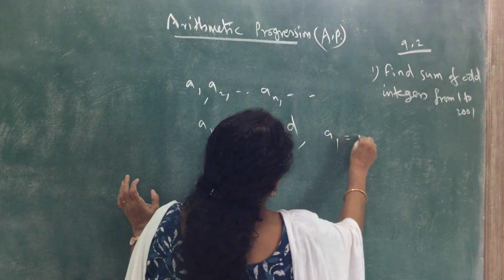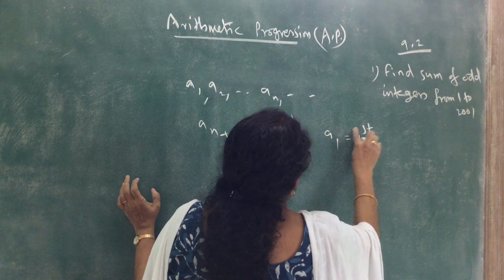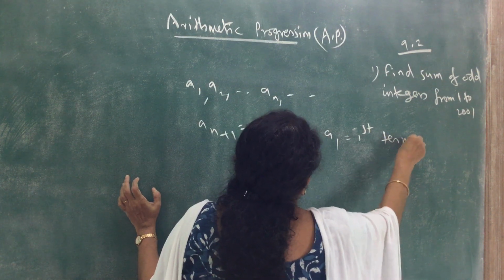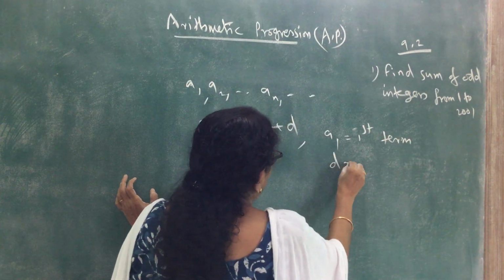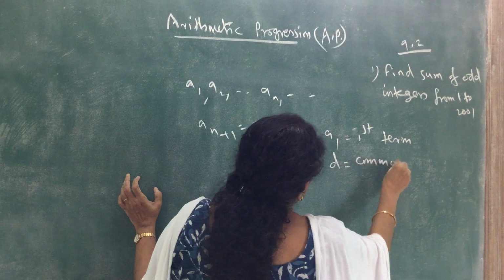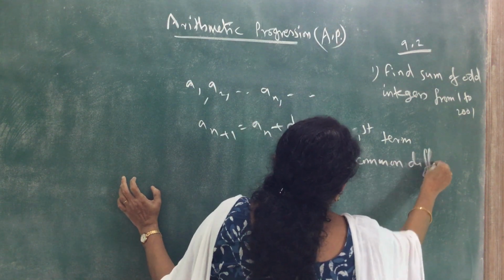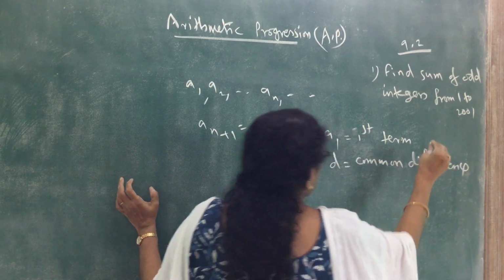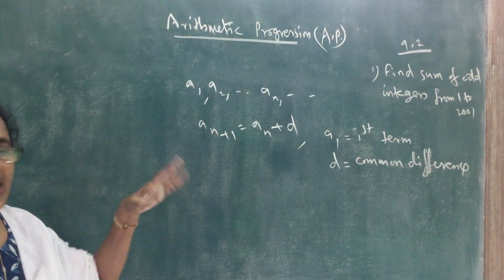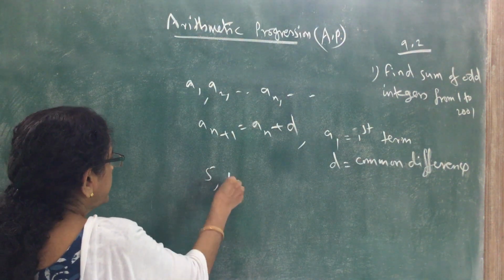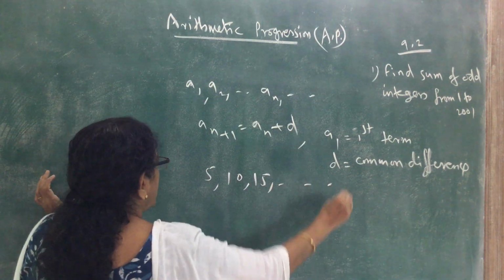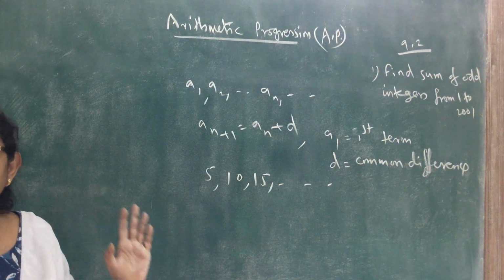a1 is the first term and d is the common difference. Example: 5, 10, 15, etc. This is an arithmetic progression.